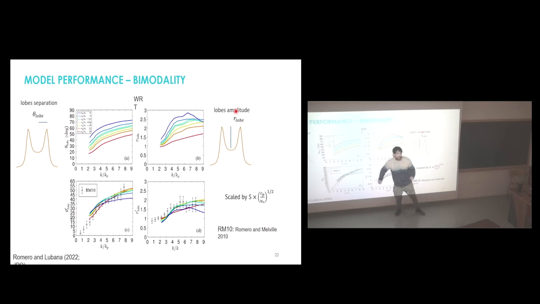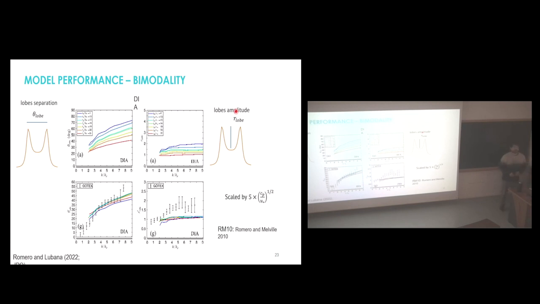So I did tune that modulation transfer function, so I matched the non-dimensional, the scaled amplitude and lobe separations for the WRT. For the DIA, I can only do it for the lobe separation. The lobe amplitudes are too weak. You can never achieve the same amplitudes, but the angle separation is pretty good.